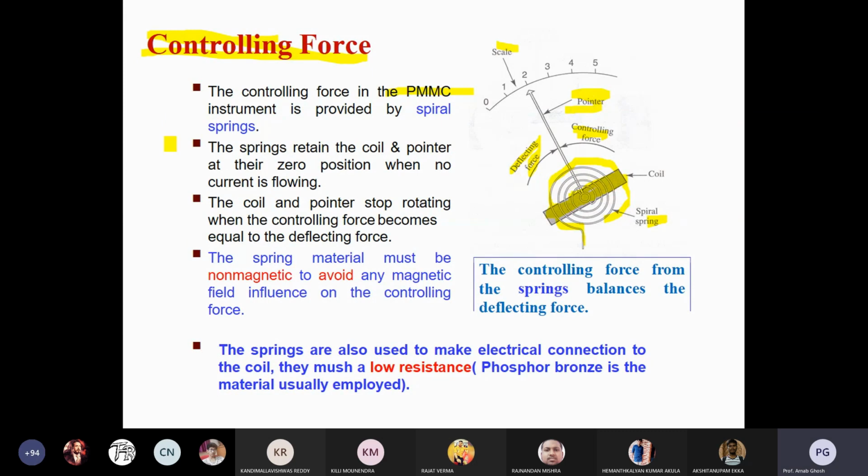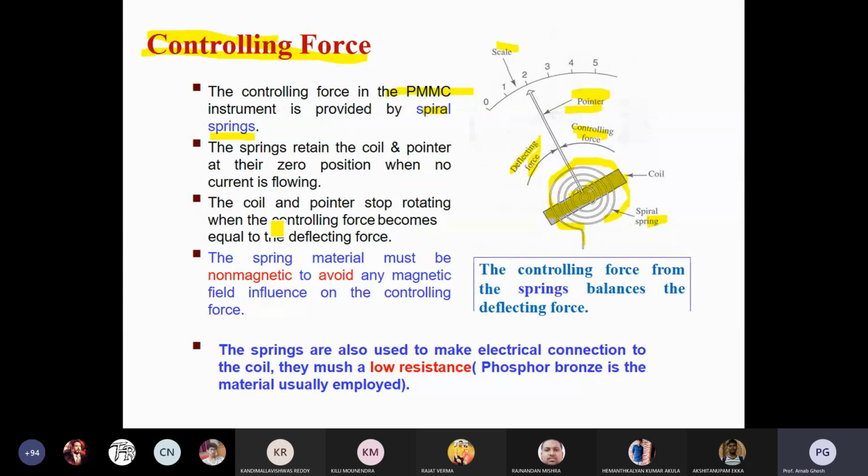The coil and the pointer stop rotating when the controlling force becomes equal to the deflecting torque. Up to which portion, I am telling, the reference block is there. When the actual value is similar to your reference value, then zero error will be developed. That zero error will be fed to the system. Zero error means you were not able to do that experiment. So that's why it is important.